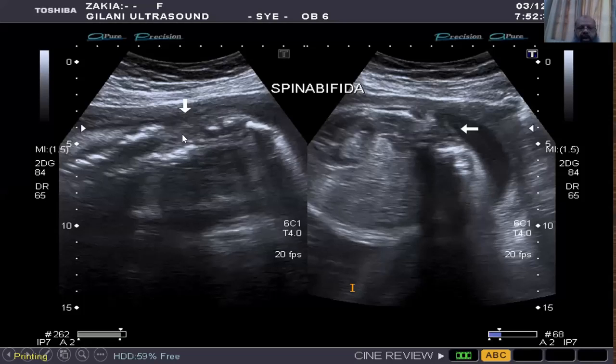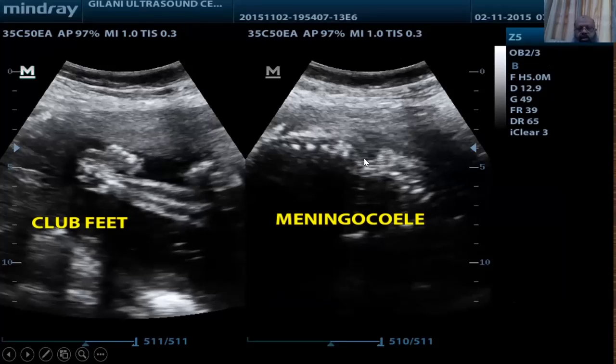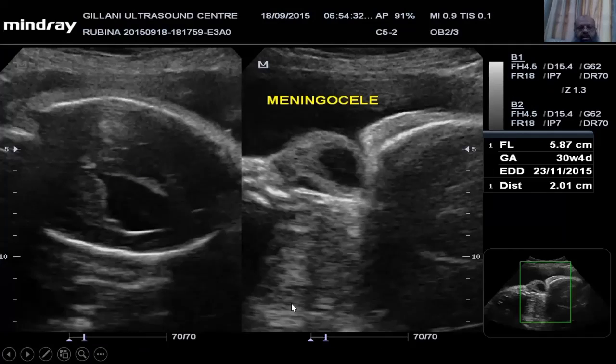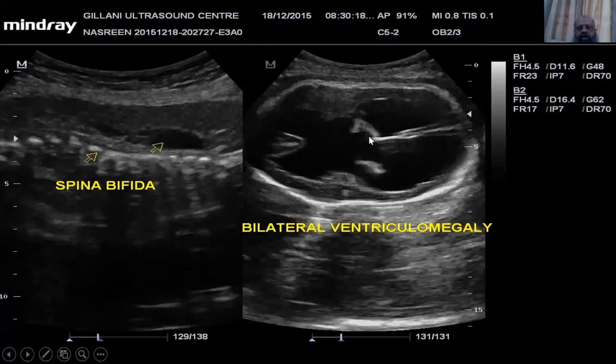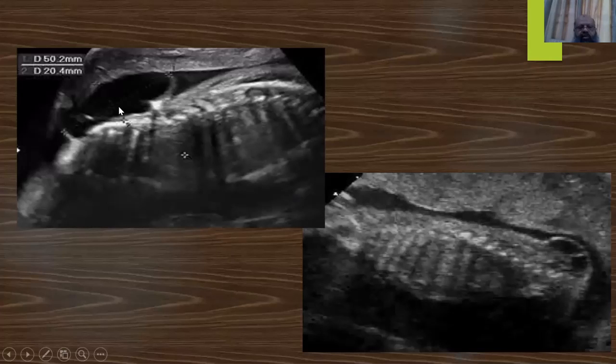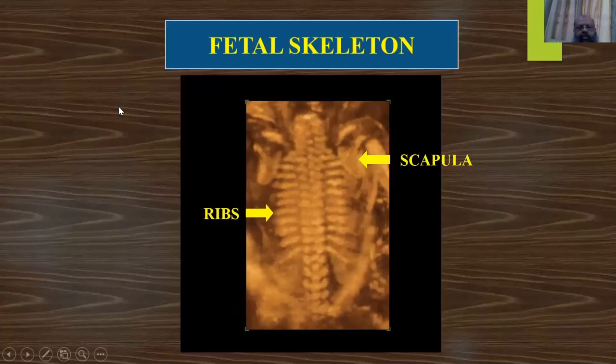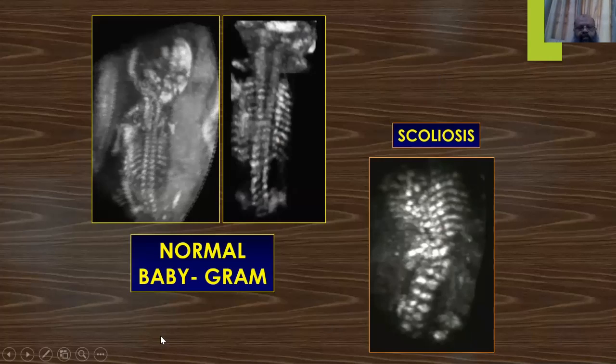Here you can see the spina bifida in longitudinal section and cut section. This is also a defect with clubfoot. The meningocele again. Bilateral ventriculomegaly in the same patient with meningocele. Here are the ribs and spine. Irregular, you can see the curved spinal cord. This is the normal one, so it is scoliosis.